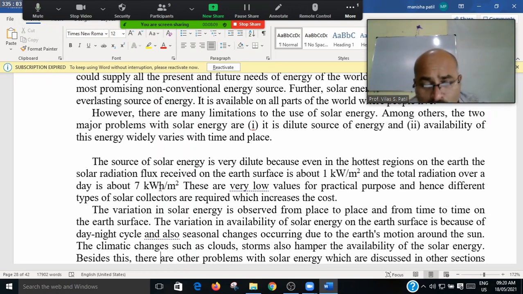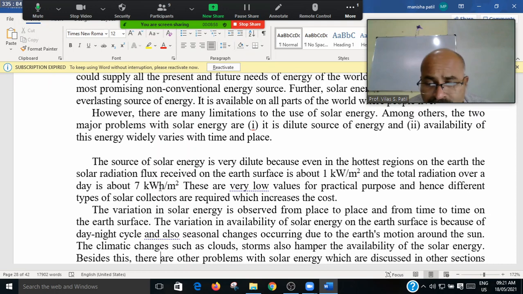And this is a very low value for practical purposes. Why are these scientific or statistical values given here? We know that we are students of physics, and physics is the basic branch where inventions and fabrication technology are developed, and we have to invent such fabrication technology where this diluted solar energy can be converted 100% efficiently to electrical energy. For that, this statistical information is given here for your consideration.